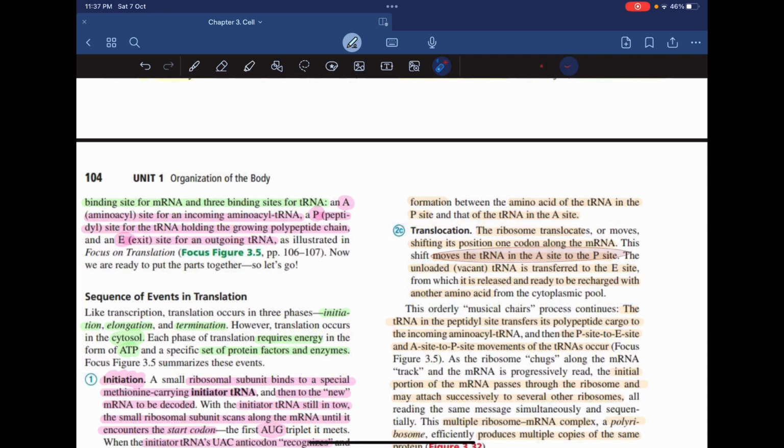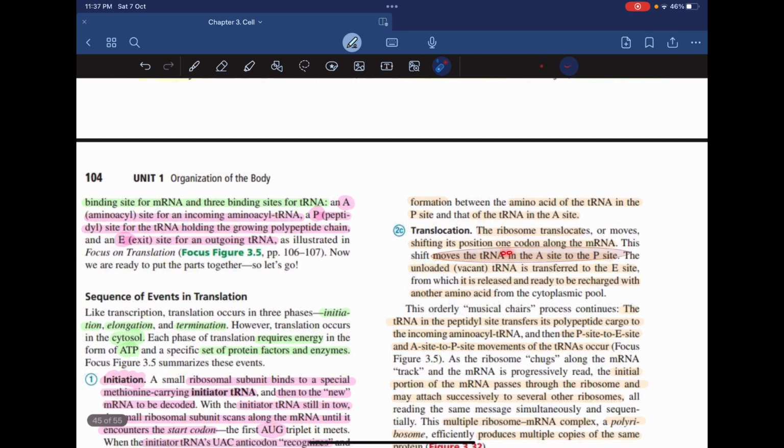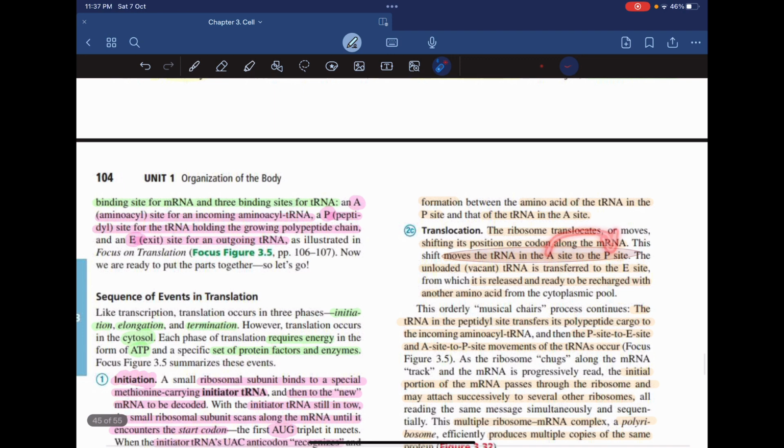Now translocation, the ribosome translocates or moves, shifting its position one codon along the mRNA as I showed you. This shift moves the tRNA in the A site to the P site. Why is it highlighted in a different way? Because it's important and it came to us in the final and we didn't expect it to come actually. So if they ask you where the tRNA moves from and to, does it move from A to E site, from A to P site, or other options? It moves from A to P site.